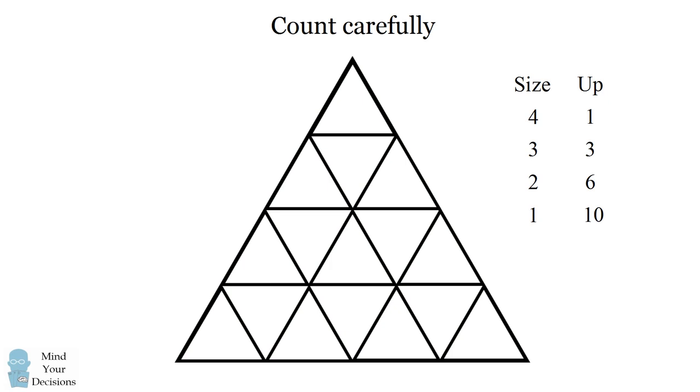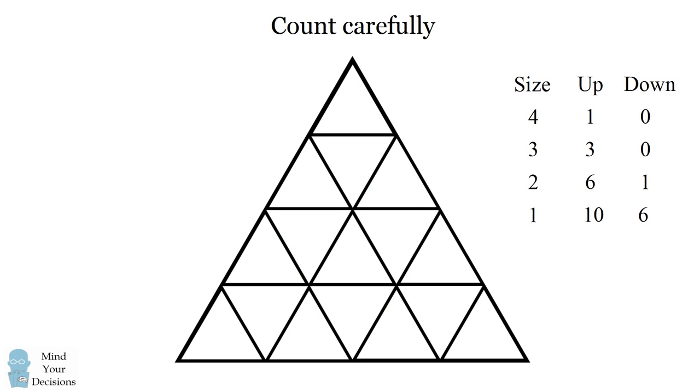Now we need to count the number of triangles which are facing down. We'll start by counting the number of triangles of size 1. The bottom row has 3, the next row has 2, and the row above that has 1. 3 plus 2 plus 1 is equal to 6. Now we count the number of triangles of size 2 facing down, and there's exactly 1. Now as you can see, this is the largest size triangle that's facing down. So there are no triangles of size 3 or 4 facing down.